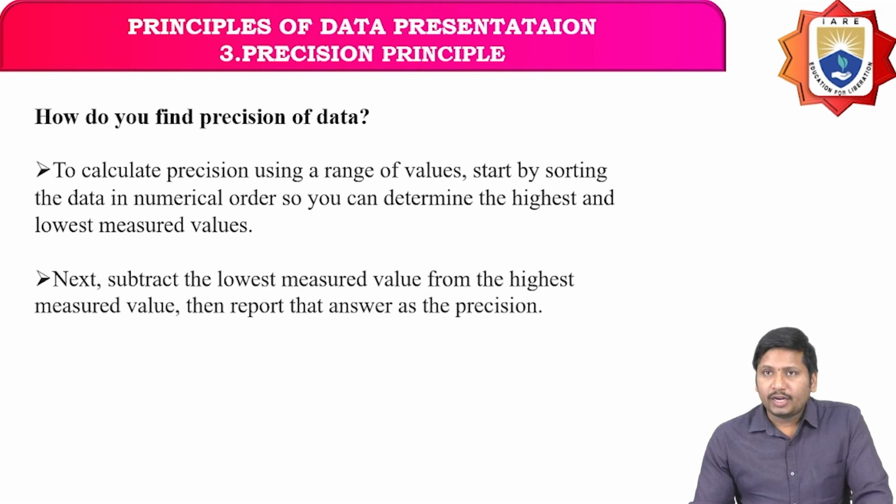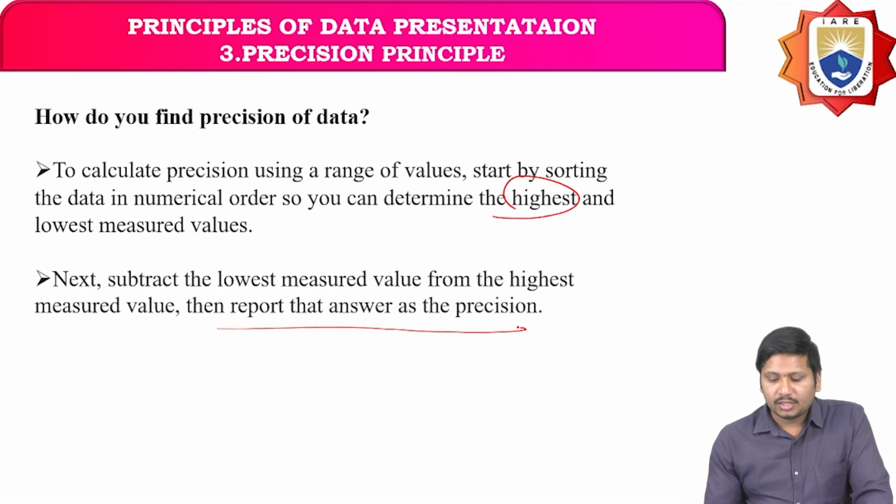Then how do you find the precision of the data? In order to calculate that precision, normally you have to make use of the range of values, and you can start by sorting the data in numerical order, so that you can determine the highest and then lowest measured values. And the next, you have to subtract that lowest measured value from the highest measured value, then report that answer as the precision, right?